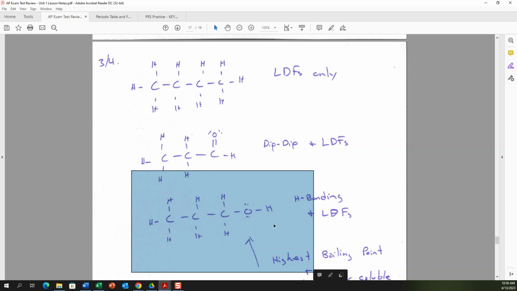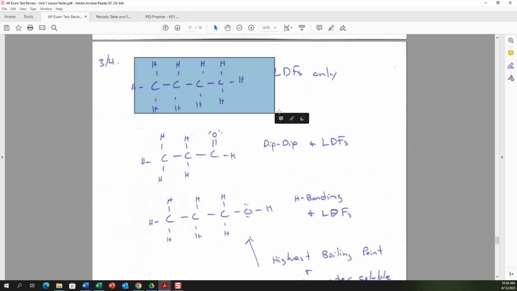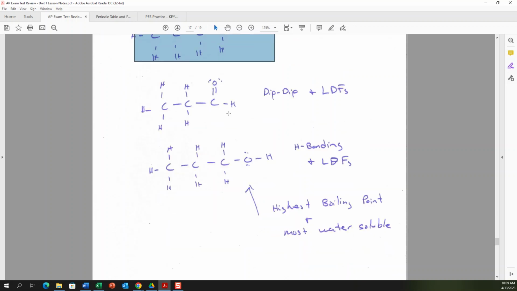You would say propanol is polar, and because it has this bond, it has hydrogen bonding. Water is polar with hydrogen bonding, so they're going to mix well together. This one would be soluble in something like benzene, because benzene is nonpolar and this is nonpolar. Something like that.